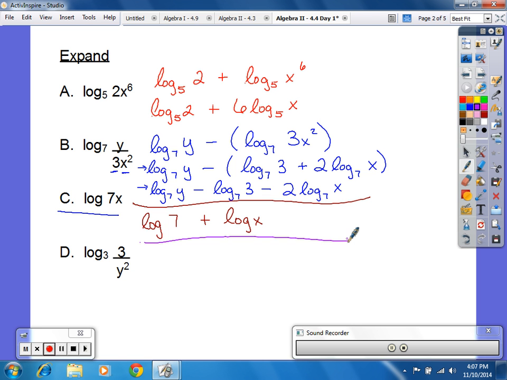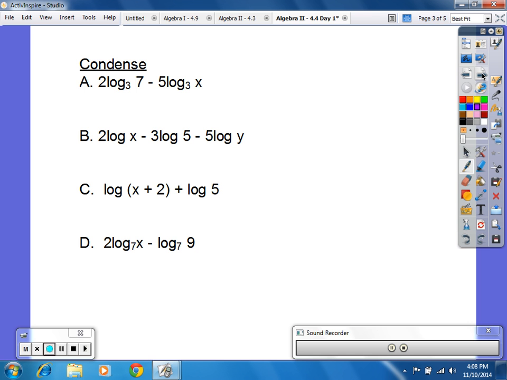Check your work. For letter D, you should have ended up with the log base 3 of 3 minus 2 times the log base 3 of y. The opposite of expanding is condensing. Condensing means to put together. So I'm going to take a look at letter A and turn it into a single logarithm.